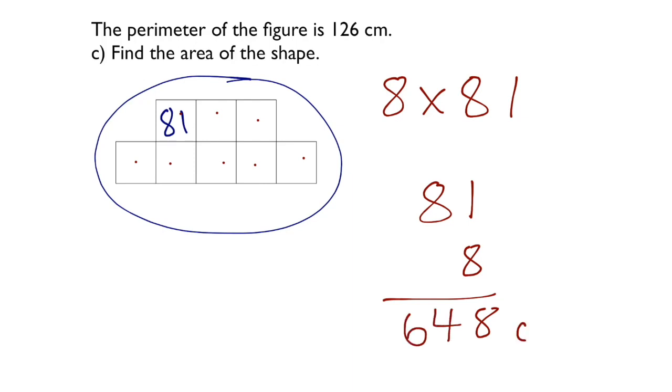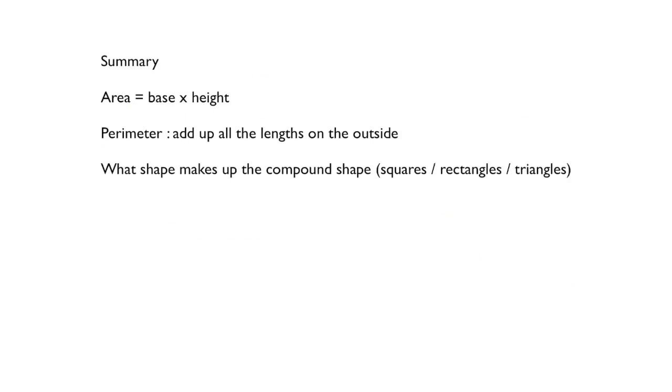So that's a nice little step-by-step question to work our way through. Next time you do something similar, just remember these three main fundamentals, that the area of a square or a rectangle equals base times height. The perimeter is when you add up all the sides around the outside of the shape. Ignore anything inside the middle, and pay special attention to what shape makes up the compound shape, because it can often be squares or rectangles and maybe triangles.